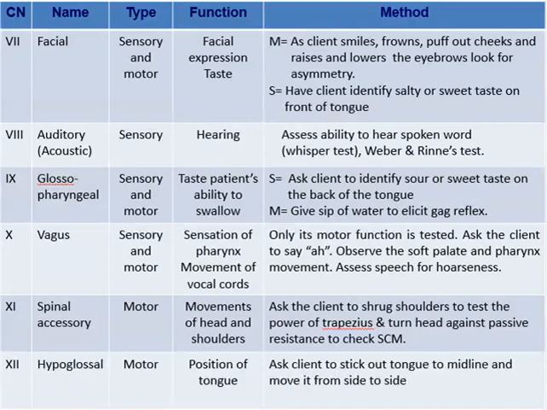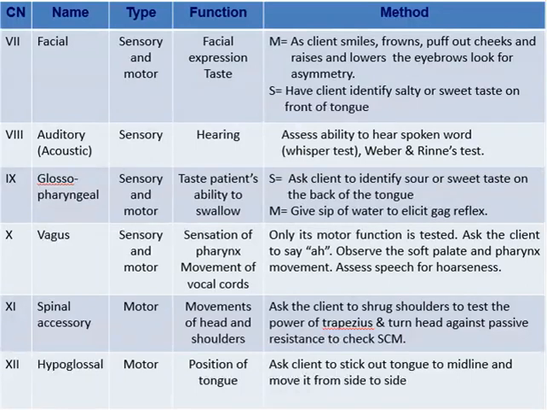On the eleventh number comes the spinal accessory nerve. It is motor in type and it functions for the movement of head and shoulder. To assess this, ask the client to shrug shoulders to test the power of trapezius and turn head against passive resistance to check the strength of sternocleidomastoid muscles.